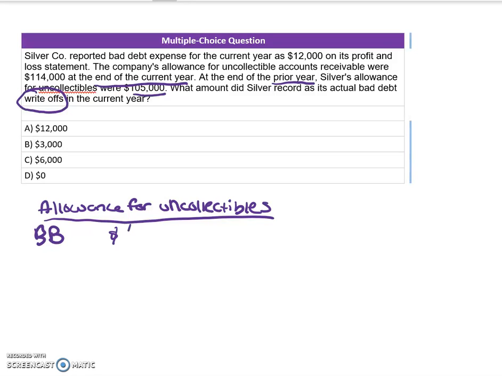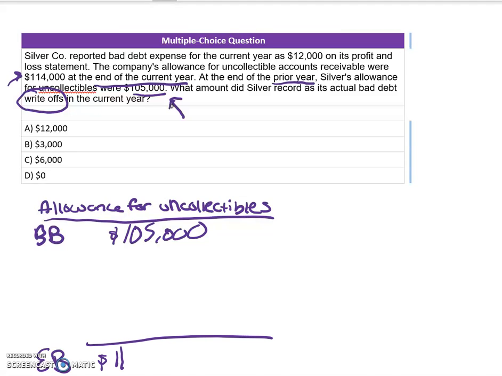We know that our beginning balance is $105,000. And our ending balance, we know, is going to be $114,000. So now it's just a matter of plug and chug. We know that we're going to be adding our bad debt expense and subtracting our write-offs. Bad debt expense for the year is $12,000. And we're going to be solving for our write-offs.